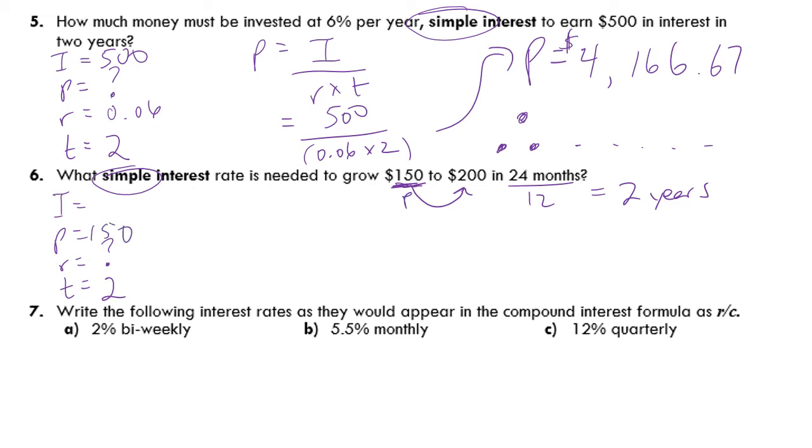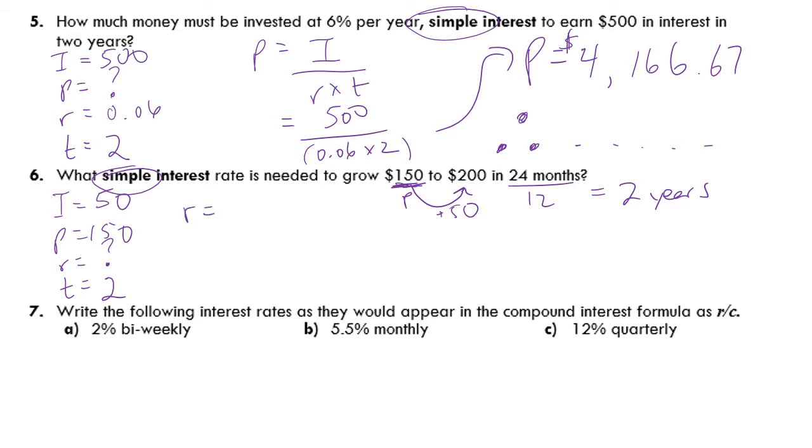Now your interest earned is not 200. If that's what you're thinking, I like where your head's at, but you didn't earn $200 in interest. You started with 150 and you grew it to 200. So in other words, if you start with 150, how much money did you make to get to 200? Well, you had to make 50 bucks. 200 minus 150 is 50 bucks. So that is our interest earned. Once you're there, you've done all the hard work.